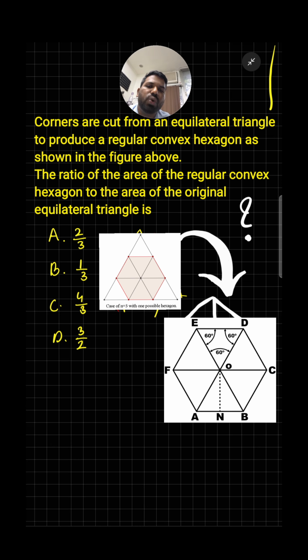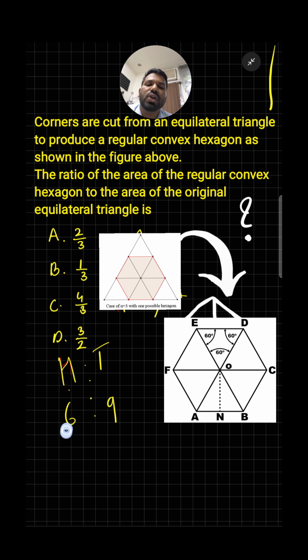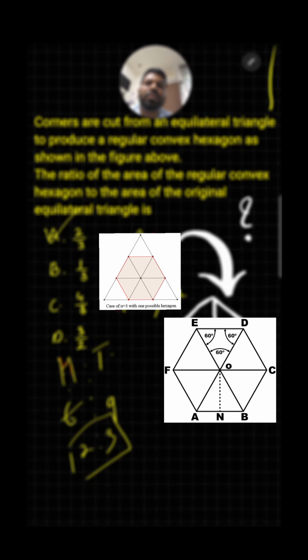So we just have to count how many triangles are there in the hexagon and how many triangles are there in the bigger triangle. To get the ratio of the regular hexagon to the triangle, all you have to do is count the triangles. In the hexagon, we have 6 equal triangles. And we have a total of 9 triangles in the larger triangle, right? 9 smaller triangles. So after simplifying, you will get 2:3 as the ratio of the area of the hexagon to the triangle. And in that case, option A will be your correct answer.